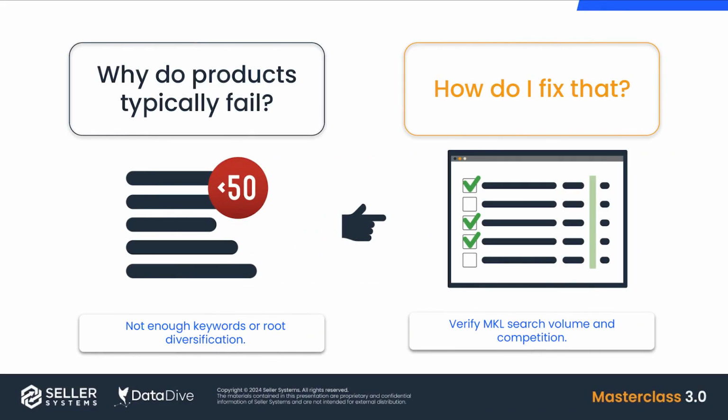Another big reason that products typically fail is not enough keywords or root diversification. We're going to cover this inside of the product scorecard workflow, and we're basically going to be able to see, is everyone searching for the product in just one way, or are there many different ways that people are searching for a product and many different opportunities for sale? We're going to show you how to verify what we call the master keyword list. We're going to show you how to verify that search volume and again, see how competitive the current landscape is inside of that niche and see if it makes sense to launch.